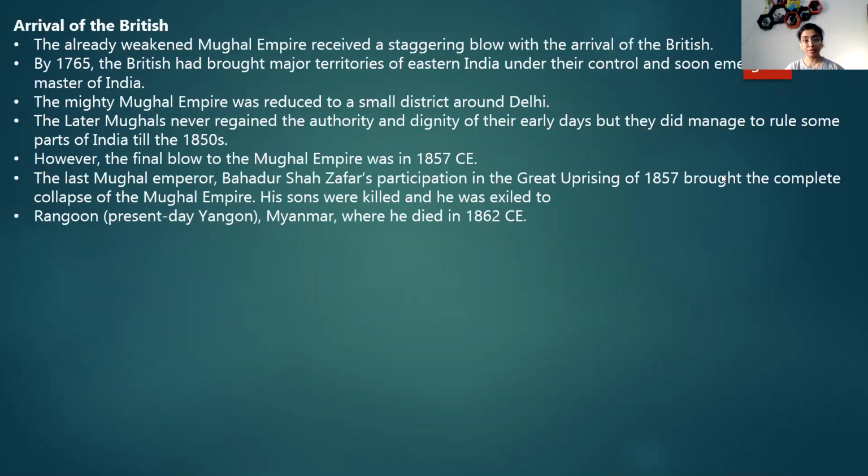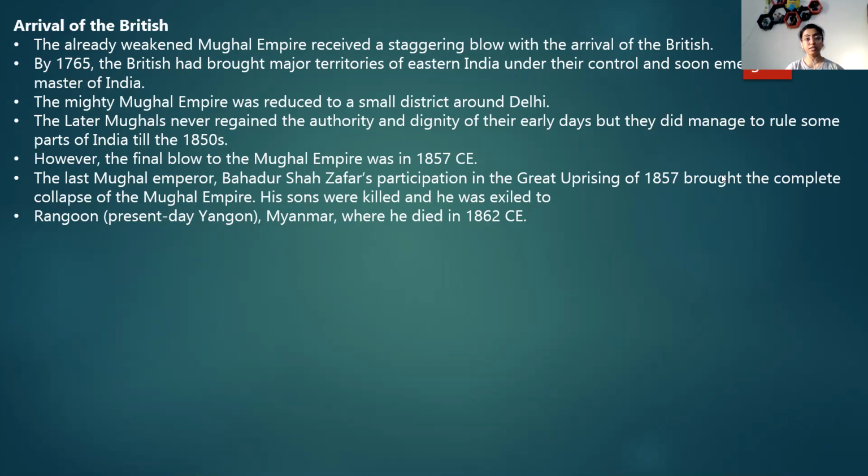Now, coming to the last reason for the decline of the Mughal Empire: the arrival of the British. That is the final step that destroyed the Mughal Empire totally. With the arrival of the British, the Mughal Empire received a staggering blow. That was the final kick. By 1765, the British had brought some major territories of eastern India under their control, and soon the British became the master of entire India.